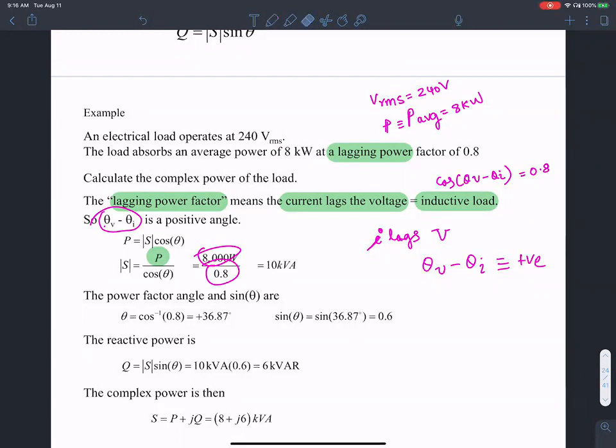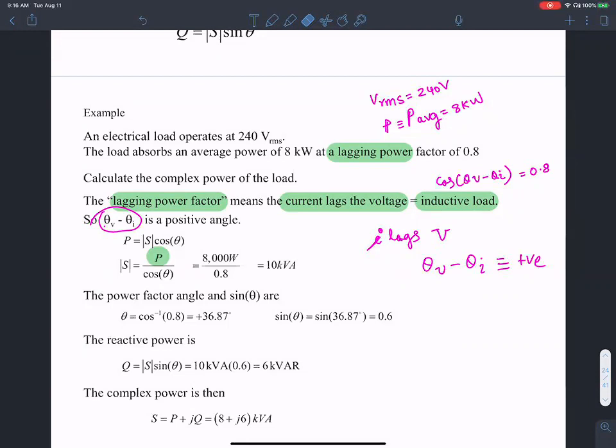Which is given by P over cosine theta, which comes out to be 10,000 volt amperes.